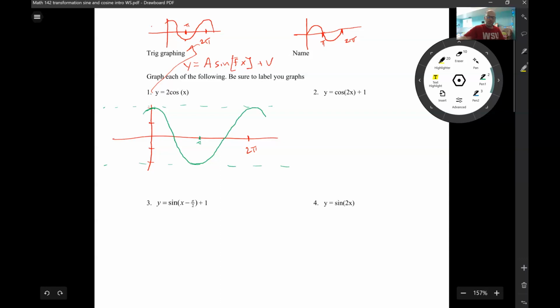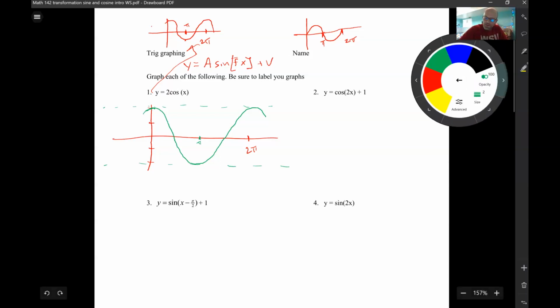And everything should be symmetrical, meaning that the time it takes me to go from top to the middle is the same as the time it takes me to go from middle to bottom, which is the same as it takes to go from here to here, and the same time it takes to go from there to there. So these spaces should be even. You should have even spacing on your cosine and sine curves. Okay? So that's the first one.